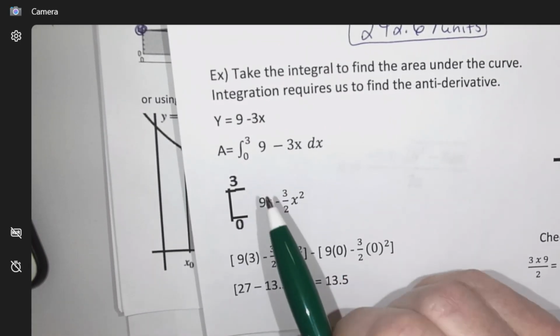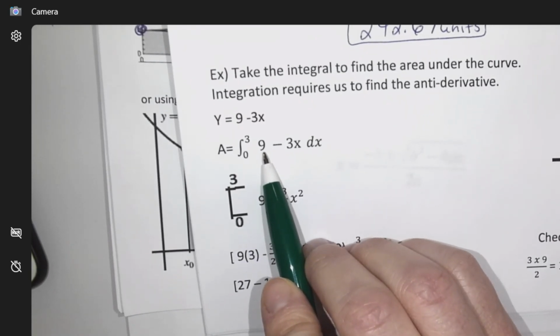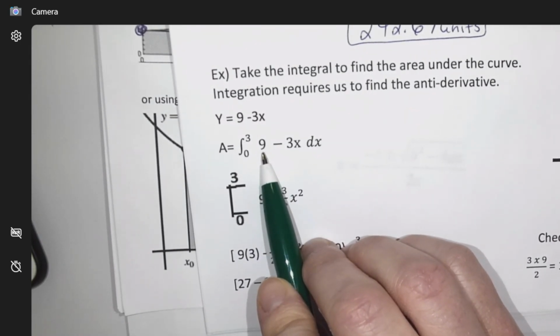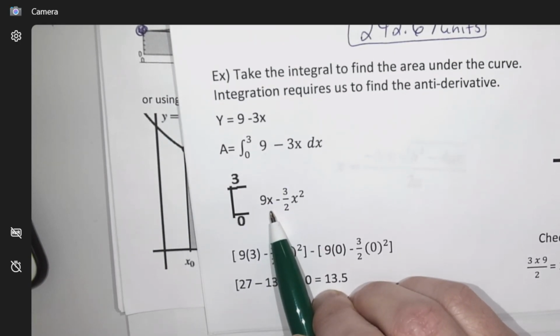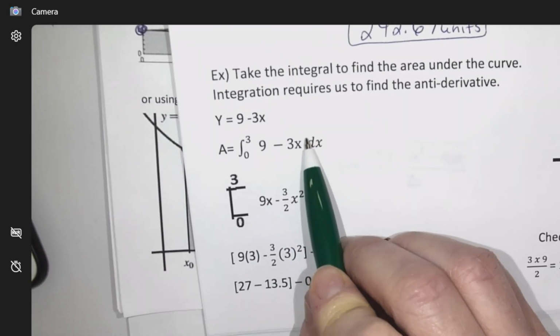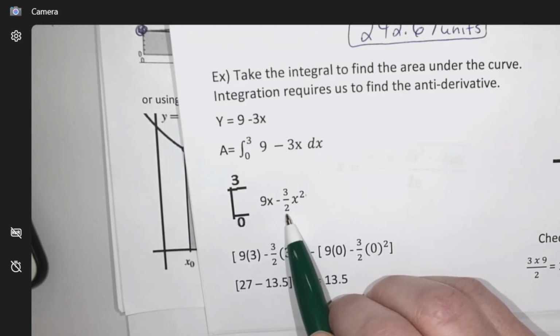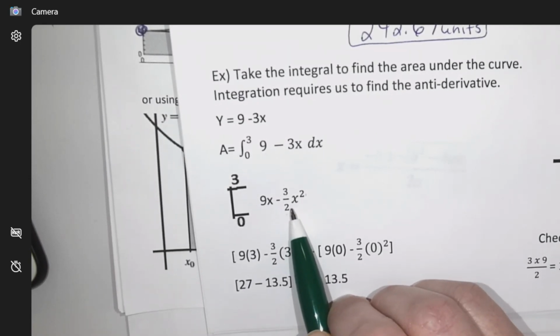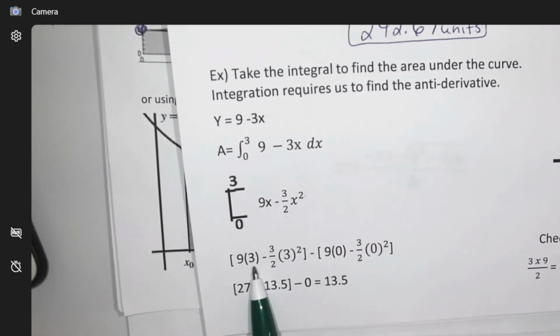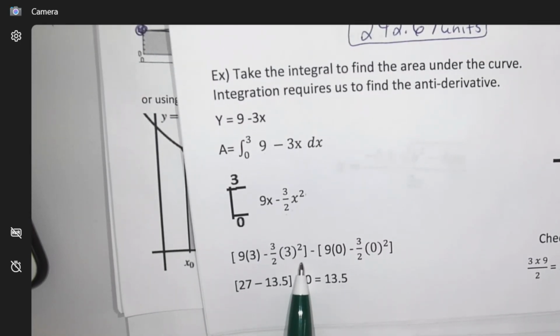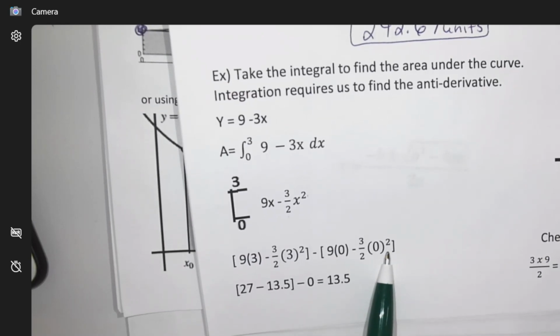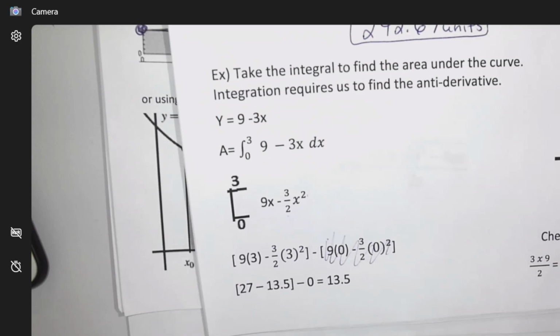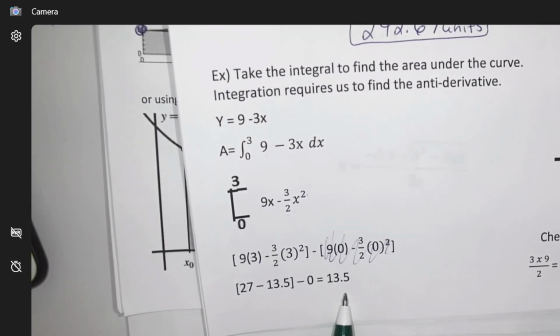So here's my process. I did the antiderivative. If I go up, I get an x. If I go up, I get a 2 and divide. So there's my antiderivative. Then I do it specifically from 0 to 3, plugging in a 3, subtract, and plugging in the 0. You can see that would all just end up being 0. So this became 13.5.